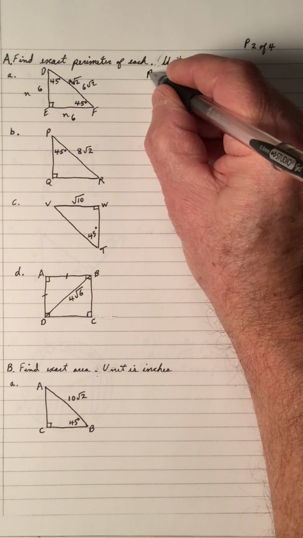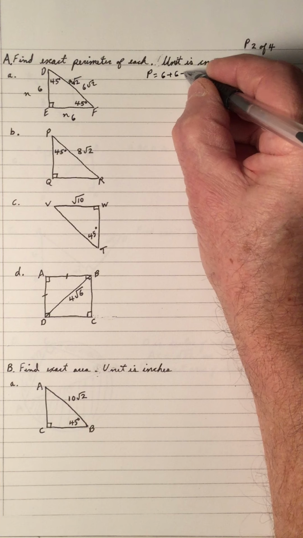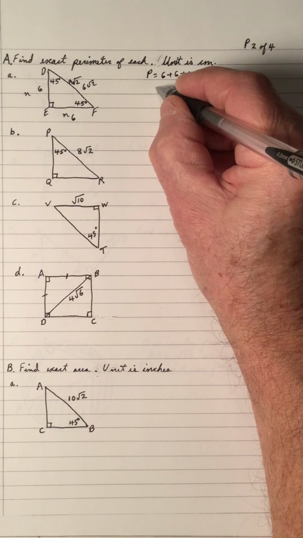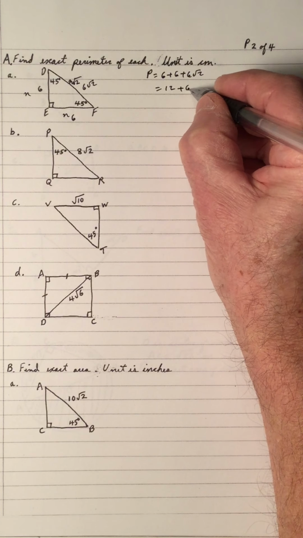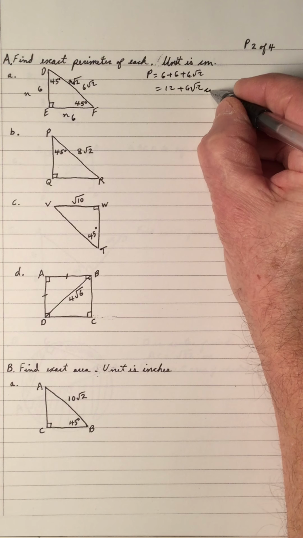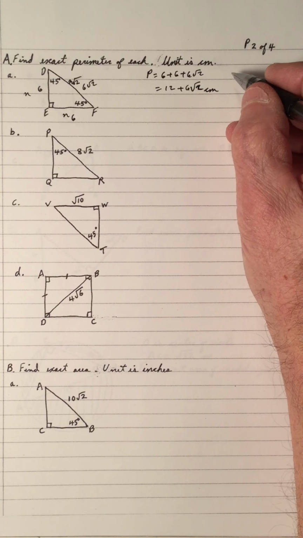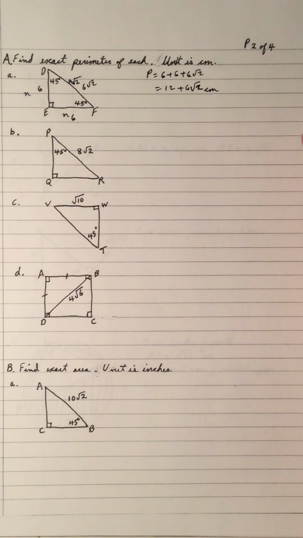That means the perimeter is the sum of all the sides, so 6 plus 6 plus 6 root 2, and I get 12 plus 6 root 2. And this is perimeter, so it's in centimeters. Area is in square centimeters, volume is in cubic centimeters.